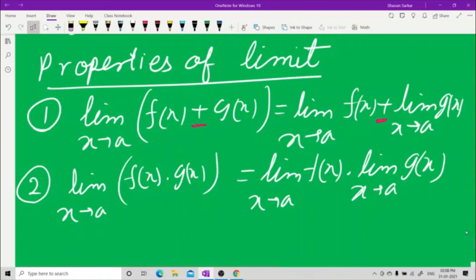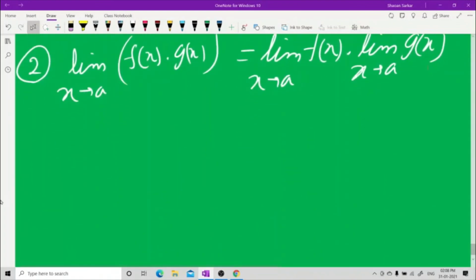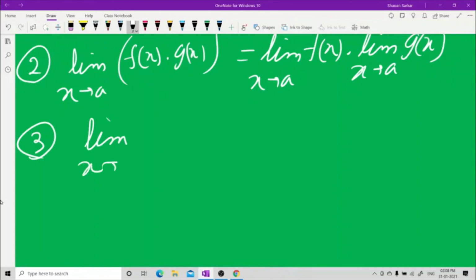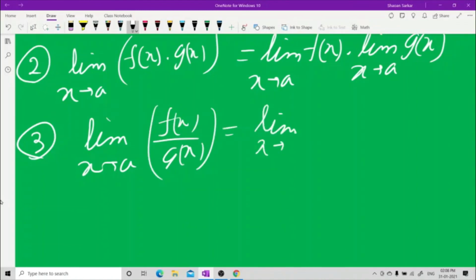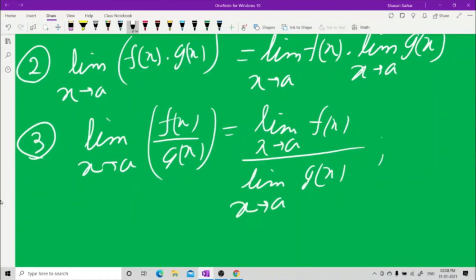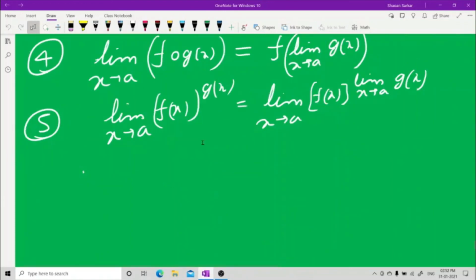Third one is limit x tending to a fx by gx is equal to limit x tending to a fx upon limit x tending to a gx, where limit x tending to a gx is never equal to 0. Now limit x tending to a of a composite function, this f comes out, limit goes inside, limit x tending to a gx. And now if limit x tending to a fx to the power of gx, you will have limit x tending to a fx to the power of limit x tending to a gx.